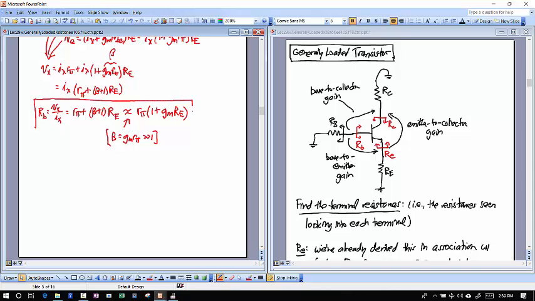But the main takeaway from this is that when I look into the base of a transistor, I do see the R pi resistance, which hopefully you can recognize right away because that R pi is right there in the hybrid pi model. But I also see a much bigger resistor that comes from whatever's hanging off the emitter. That whatever's hanging off the emitter gets multiplied by beta plus 1. Beta is a large number, right? So this is going to be a big resistor.